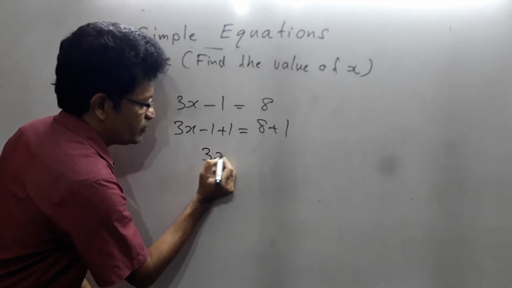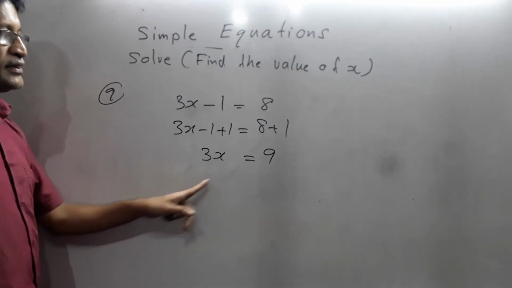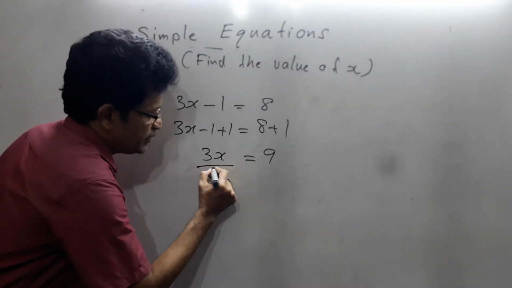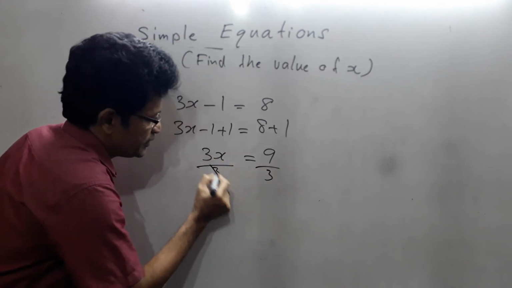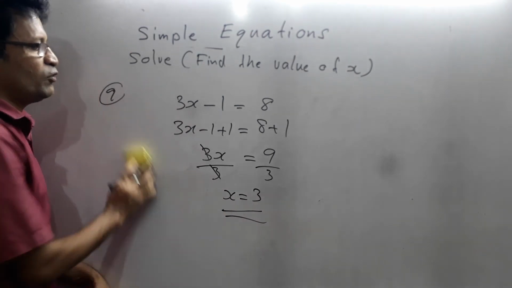So minus 1 plus 1 cancel. So here this side you have 3x. So 8 plus 1 is 9. Now what? 3x equals 9 now. So how to find the value of x? You have to divide both sides by 3. So here 3 and 3 cancel, x. 9 divided by 3 is 3. Now we'll do another question.